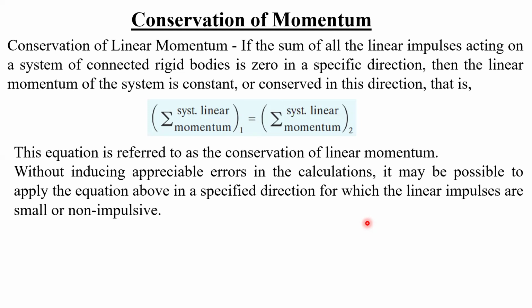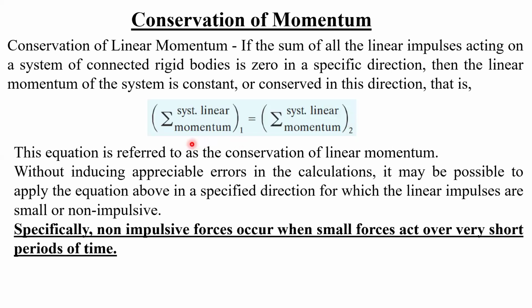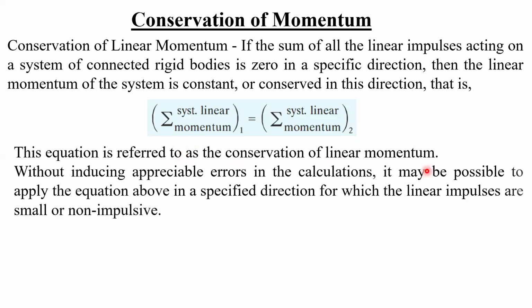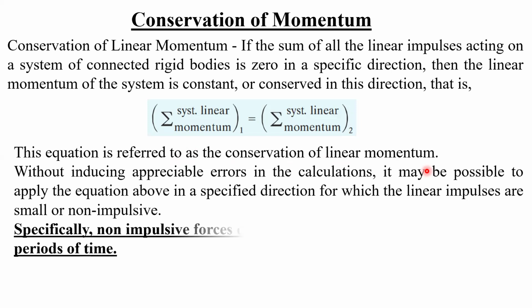So, the summation of system linear momentum initial is equal to the summation of the system linear momentum final. This equation is referred to as conservation of linear momentum because there are no impulses. Without inducing appreciable error in the calculation, it may be possible to apply the equation above in a specified direction for which the linear impulses are small or non-impulsive.